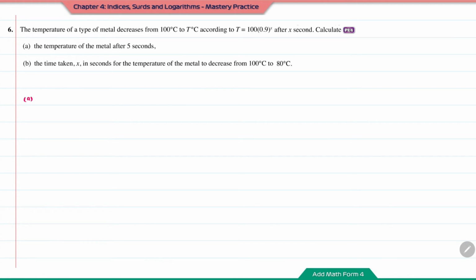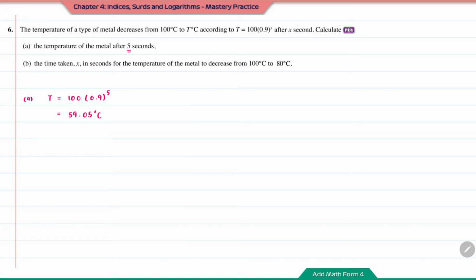So for question A, we're just going to use the formula given, which is 100 times 0.9 to the power of x. So the x here, we're going to replace it with 5 seconds. Solve this using your calculator, you'll find that the answer is equal to 59.05 degrees Celsius.